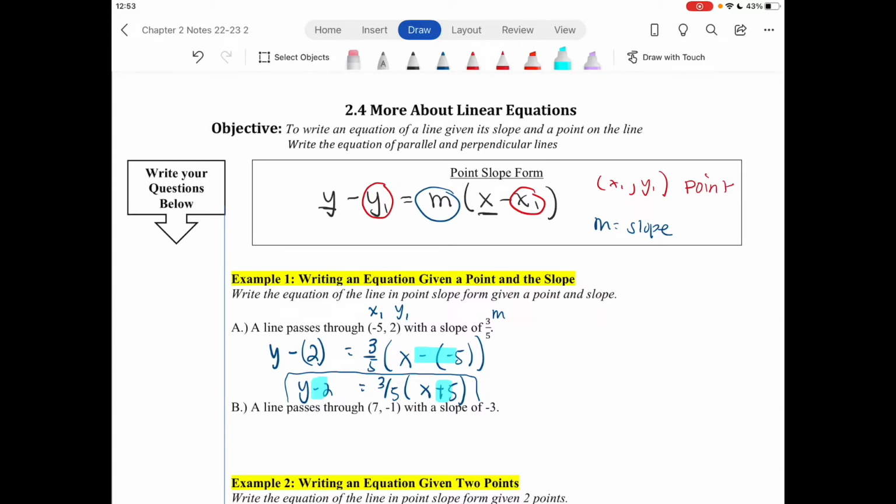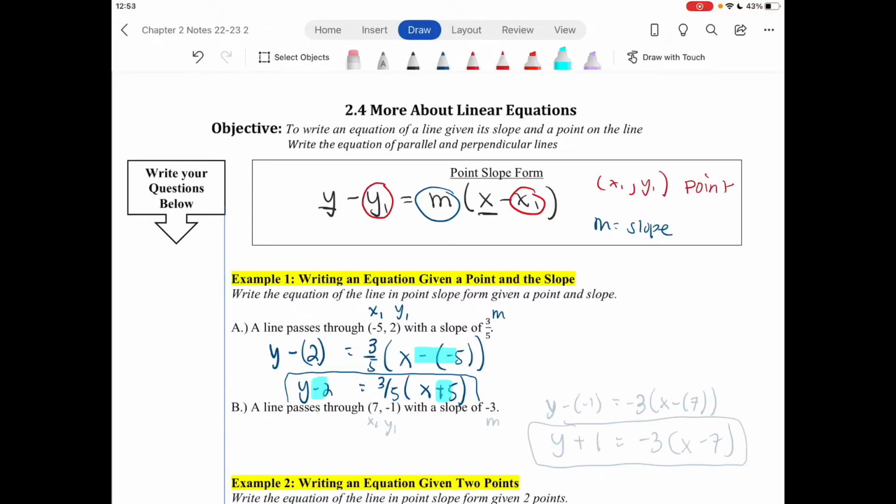Go ahead and give b a try. Because you're subtracting negative 1, we're going to end up with y plus 1 equals negative 3 times x minus 7.